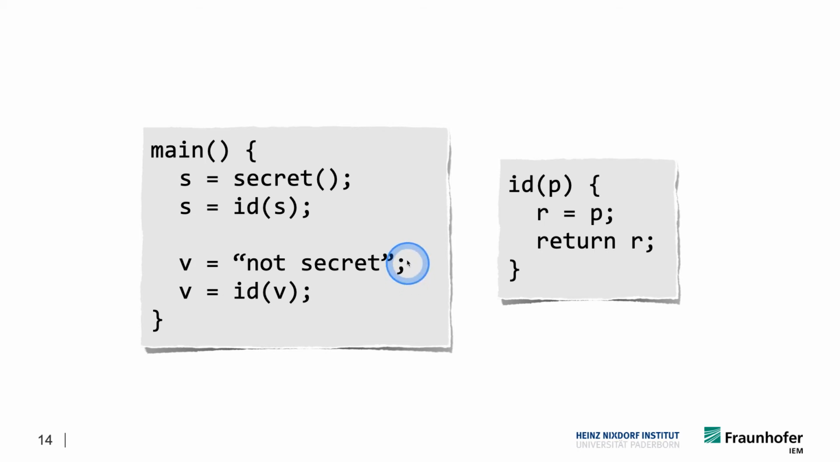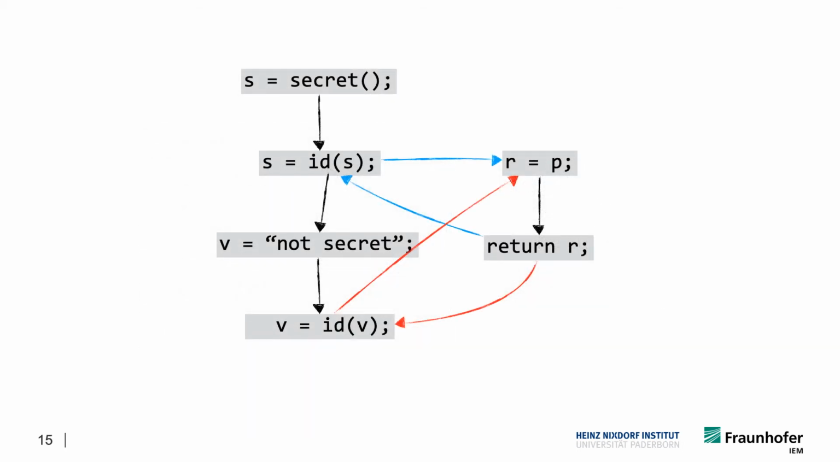So what do we see here? We have a secret value that's passed to an identity method. Okay, so afterwards S here still will be tainted. And then we have a not secret value that the taint analysis would not be tracking, but that's also passed to the identity method. And the identity method is represented here, so it's simply returning its parameter value. And here we see now an interprocedural control flow graph representation of that same program. And you can see here now that I've labeled these edges with different colors.